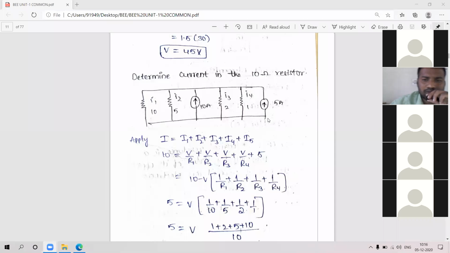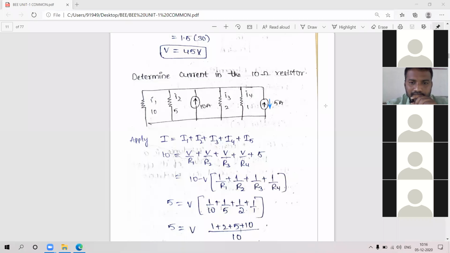You change your 5 amps as downward direction now. You just work out. Change the current as 5 amps downward. All of you work out. See here, this 5 amps is downwards. Only the 10 amps is the entering current and remaining all are leaving.